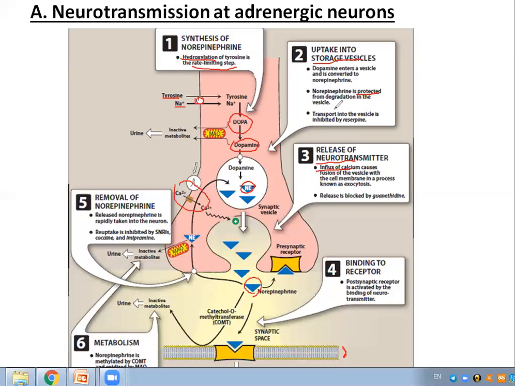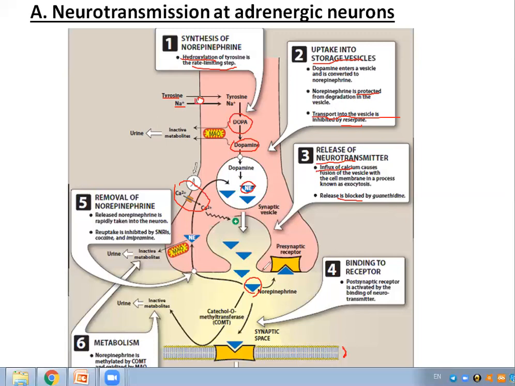Note that the transport of the vesicle can be inhibited by a certain drug called reserpine, and the release of the neurotransmitter can also be blocked by another drug called guanethidine.